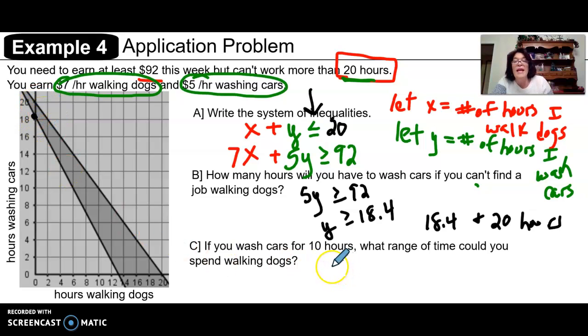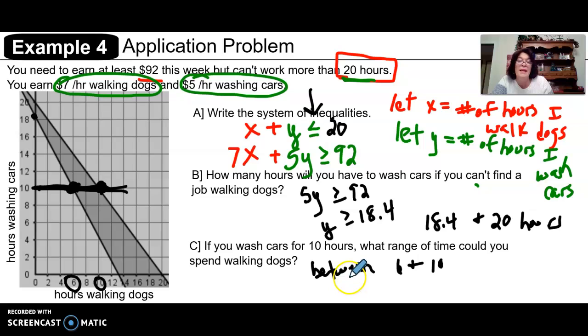If you wash cars for 10 hours, that's right here. If I wash cars for 10 hours, what range of times could you spend walking dogs? Well, looks like between 6 and 10. If I'm going to wash cars for 10 hours, that puts me here. Then I notice the shaded region is in between where X is 6 and X is 10. So I'd have to make sure I walk dogs between 6 and 10 hours. That's how that graph is so helpful.